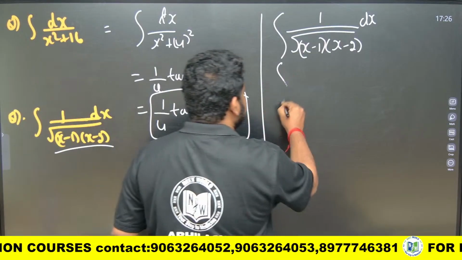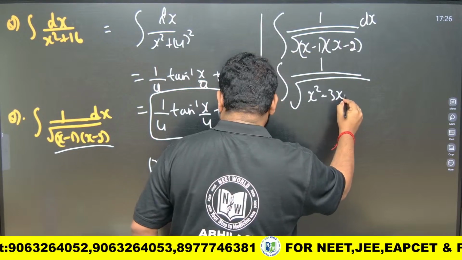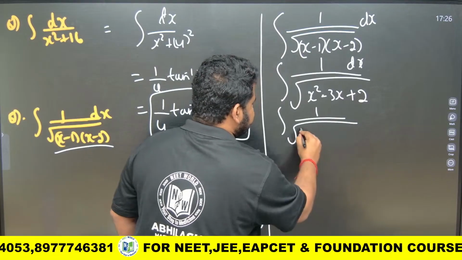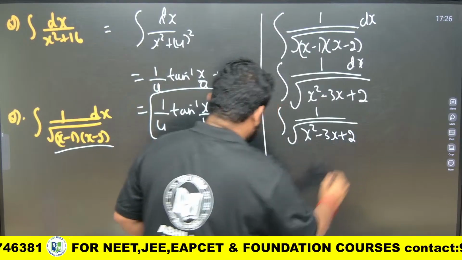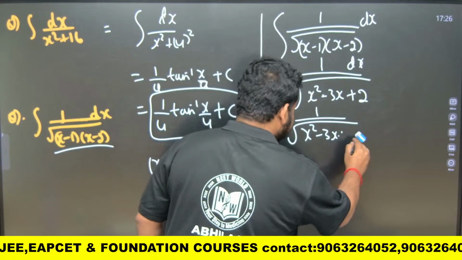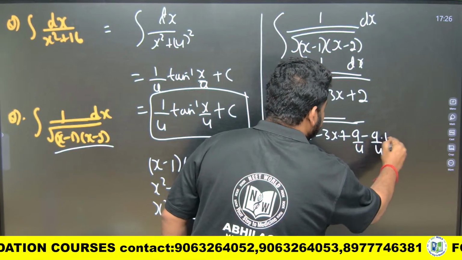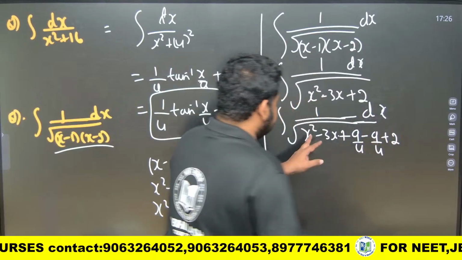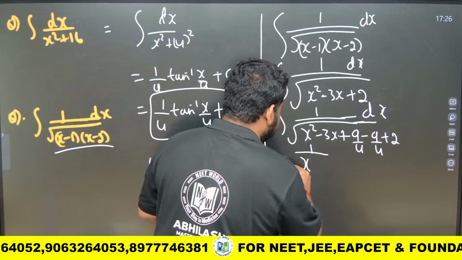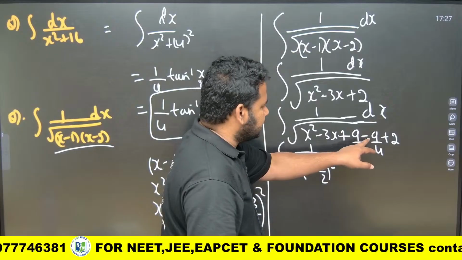So this becomes what, friends? I can write it as integral of 1 by square root of x square minus 3x plus 2 dx. If I square minus 3 by 2, what will I get? 9 by 4. I will add 9 by 4 and subtract 9 by 4, plus 2. What will this become? x square minus 3x plus 9 by 4 will become x minus 3 by 2 whole square, and then minus 9 by 4 plus 2.